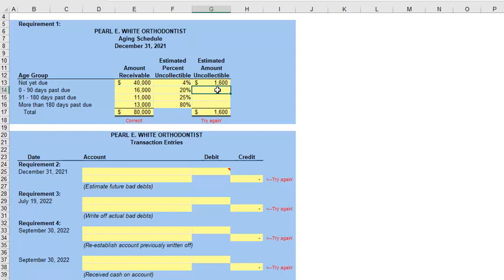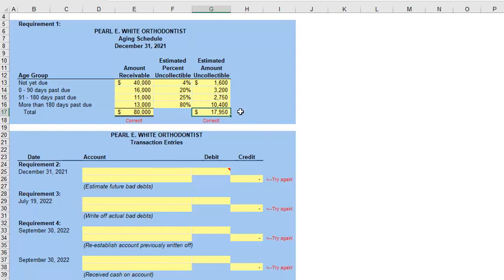Now this is an estimate. We don't have a crystal ball. We do not know what will happen in the future. For the next bucket, 16,000 at 20%. So I'm going to take 16,000 times 0.2. And for 91 to 180 days, we're going to take 11,000 times 0.25. And for more than 180 days, we're going to take 13,000 times 0.8. What we have going on here is a sum of these numbers here for 17,950.